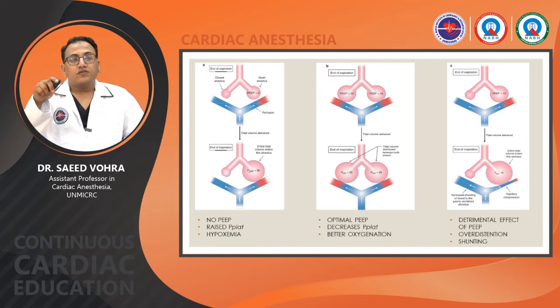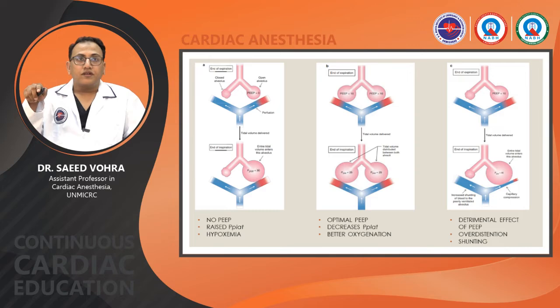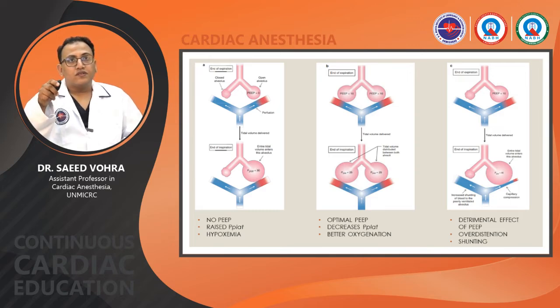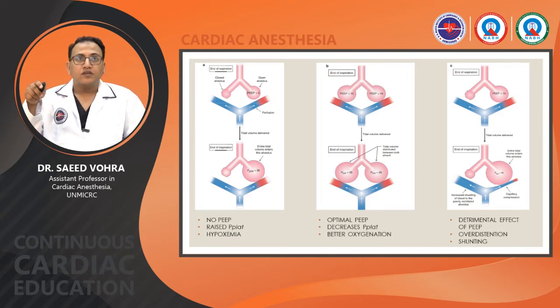Now this figure shows how the PEEP can be beneficial and how it can be deleterious. In the first figure there is no PEEP, so the entire tidal volume goes into the aerated alveoli, which increases the plateau pressure, and this leads to capillary compression and hypoxemia. At the same time there will be shunting in the non-aerated alveoli.